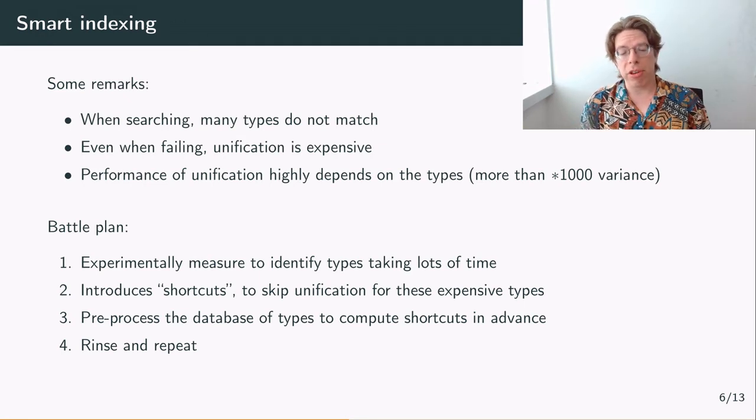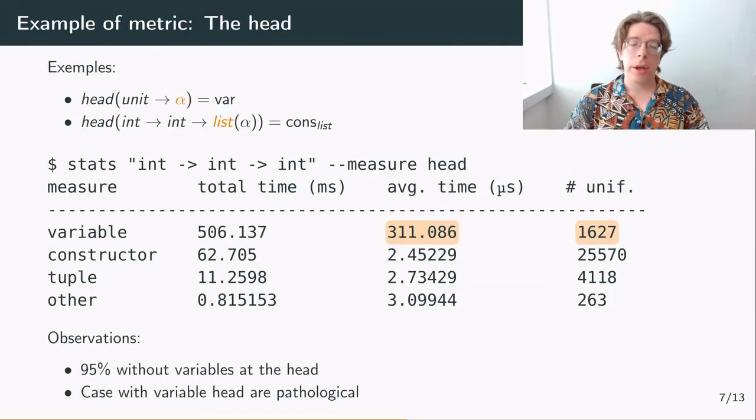Then we pre-process the database of types to compute these shortcuts in advance. And finally, we repeat the process until we've exhausted all the bottlenecks. Here is an example of a metric, the head. The head of a type is the nature of the right-hand side. So here the head of unit to alpha is variable. The head of int to list of alpha is the constructor list.